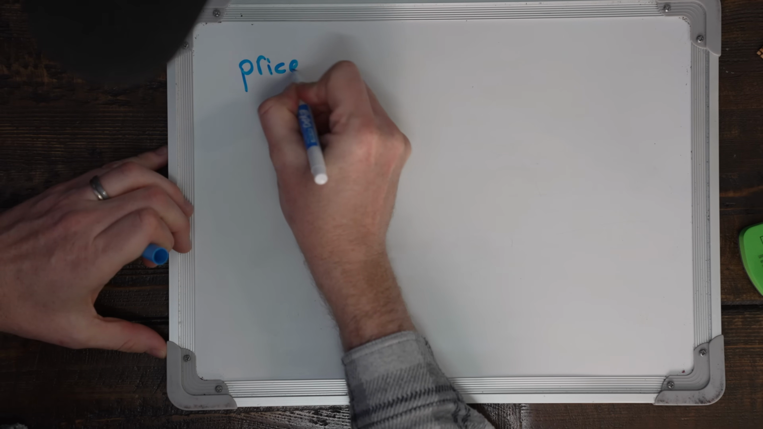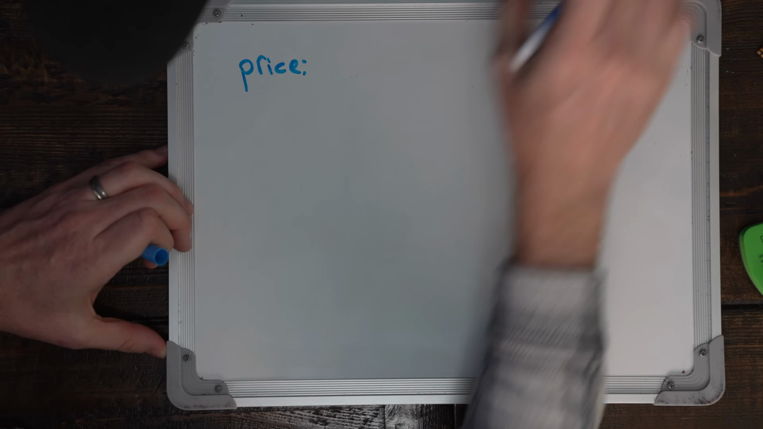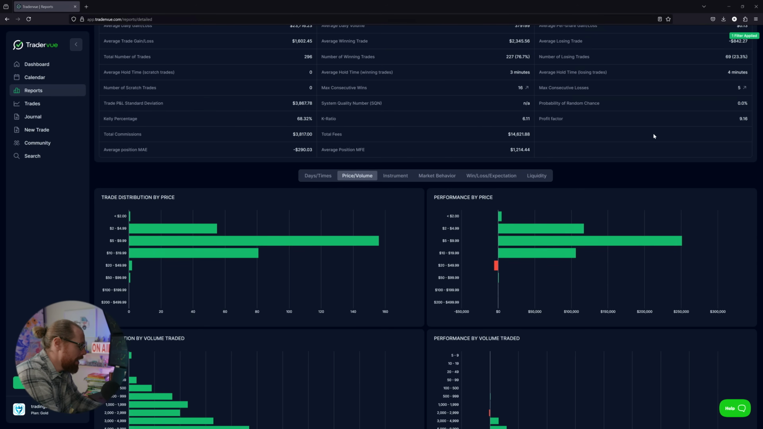So what price stock do I make the most money on? All right, so as you can see right here, I am doing the best on stocks between 5 and 10, but I'm doing quite well between 2 and 5 and reasonably well between 10 and 20. And above 20, I actually lose money.